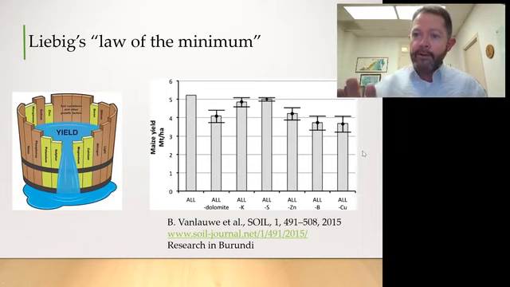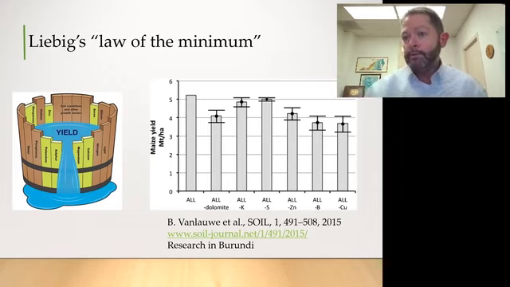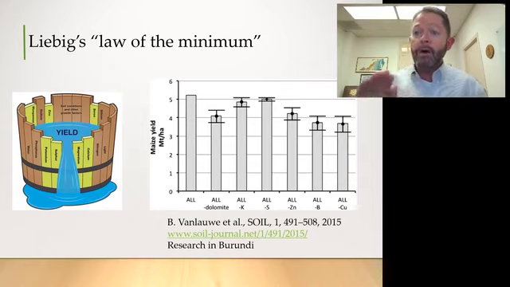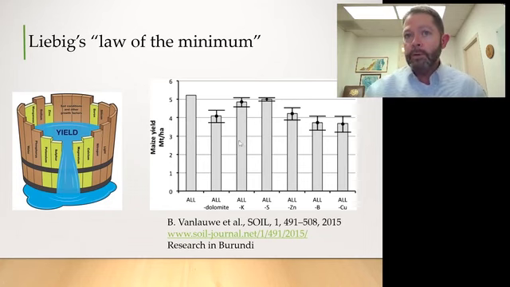So what this illustrates is it can be, in some situations, either one nutrient that can limit yield, or in some cases, it can actually be multiple nutrients that limit yield. But it is not always nitrogen or phosphorus or potassium that limits crop yields.